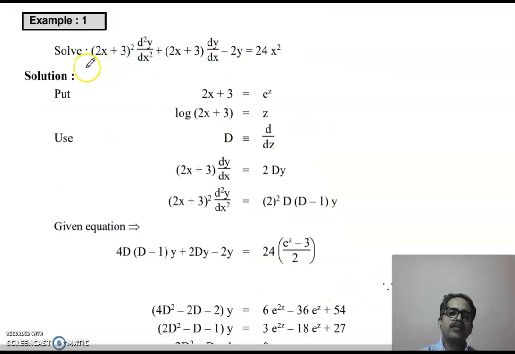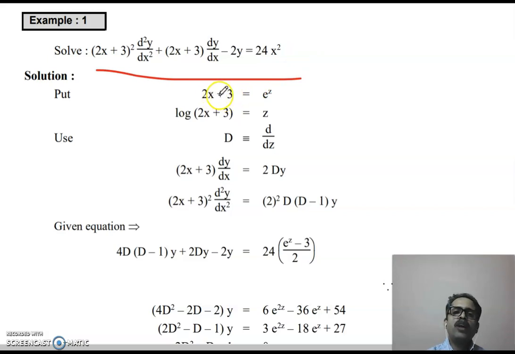Let's solve now an example. In this example, you can observe that the coefficient of the second order derivative contains (2x+3) whole square, and the coefficient of dy/dx contains (2x+3). Y does not contain such a quantity (2x+3). The right hand side is a function of x alone. So the differential equation is Cauchy, it is a Legendre differential equation, and we have to make standard substitutions here.